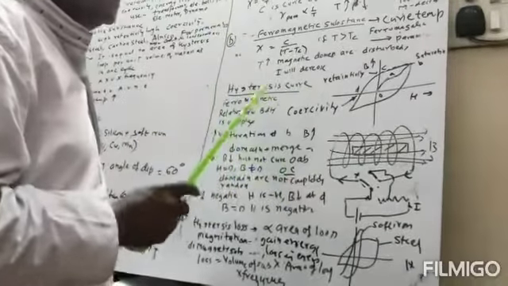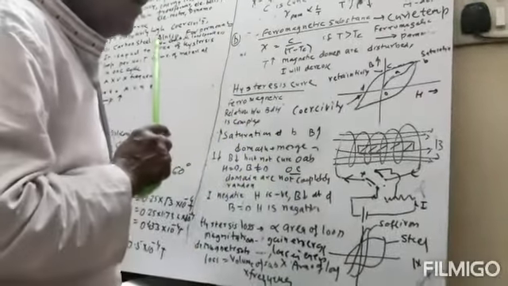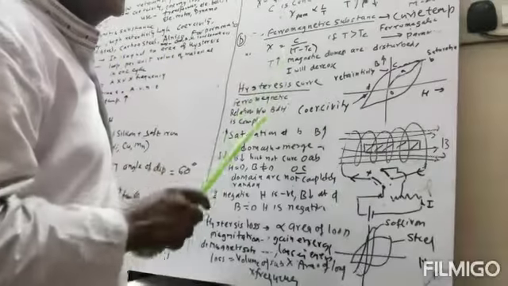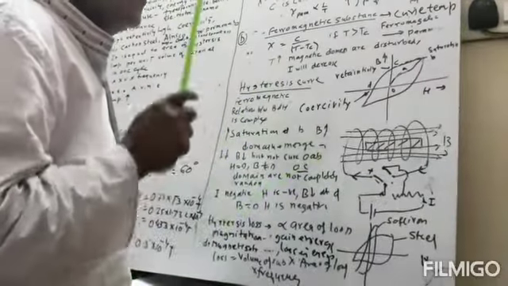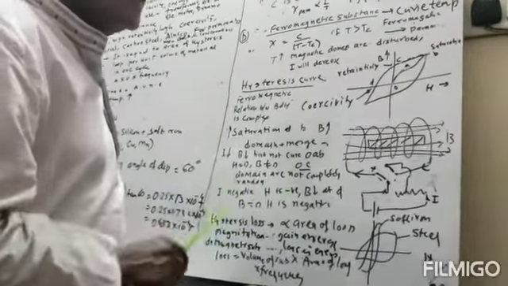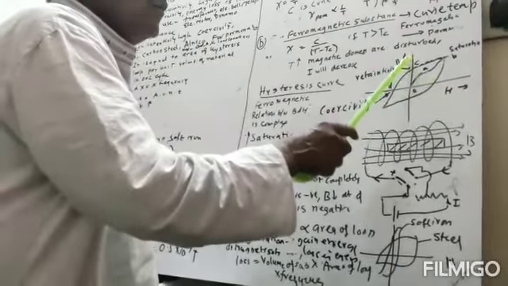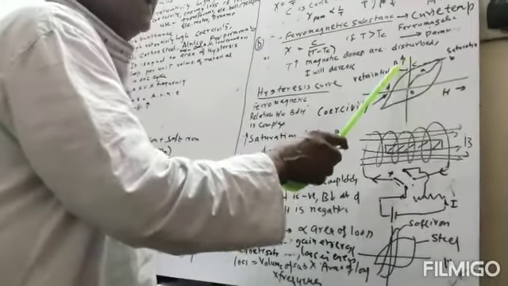Now the saturated state is that state in which all the domains of the ferromagnetic substance are aligned in the direction of the external magnetic field. So further increase of magnetic field B is not possible.